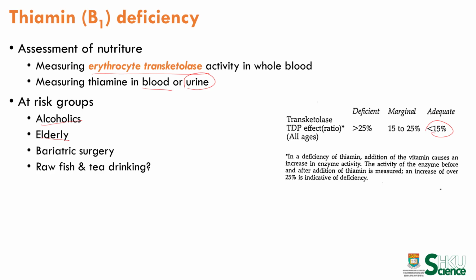Whereas if the difference between the two measurements is greater than 25%, that means in the initial test when no TDP was added, the transketolase activity isn't at its best because some of it might not have the cofactor available to them. But when you add the TDP, you will then provide those not having the TDP cofactor with a TDP molecule to complete the holoenzyme. You see an increase in the transketolase activity after the addition of thiamine.